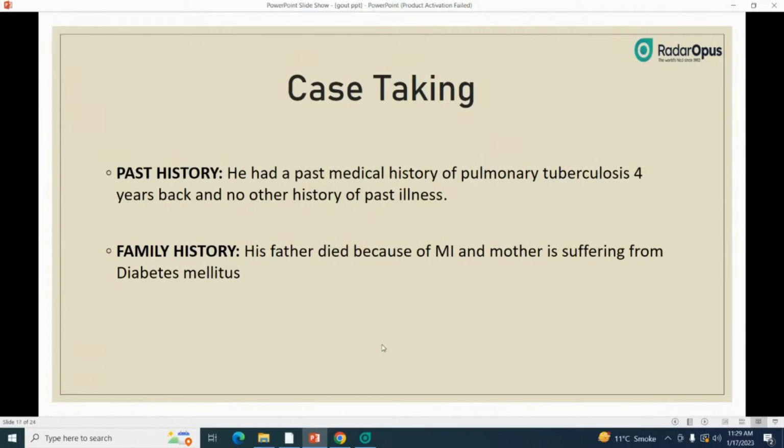Now, the past history. He had a past medical history of pulmonary tuberculosis 4 years back and no other history of past illness. In family history, his father died because of myocardial infarction and mother is suffering from diabetes mellitus.